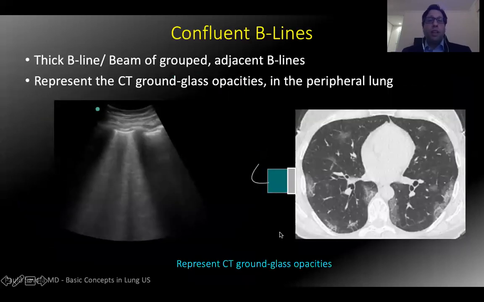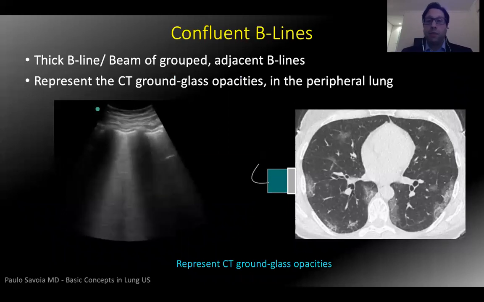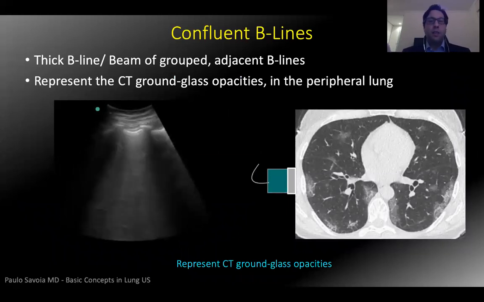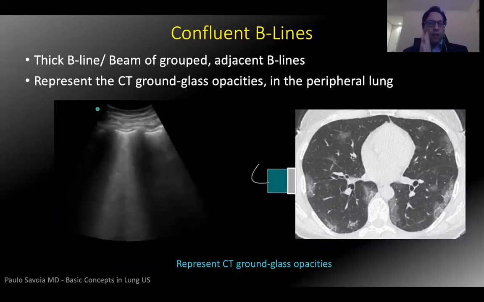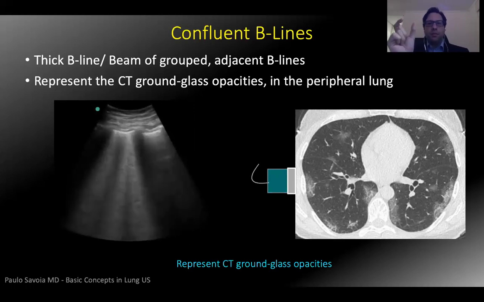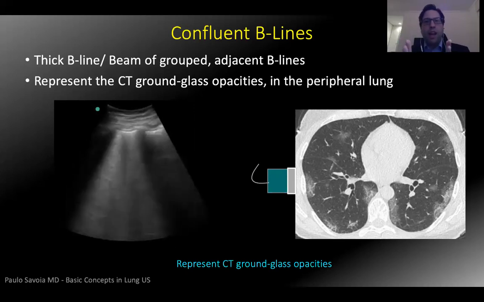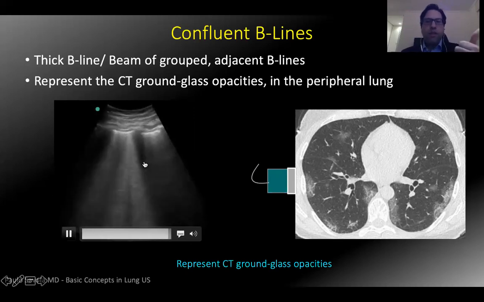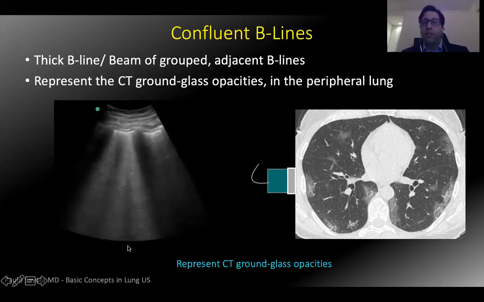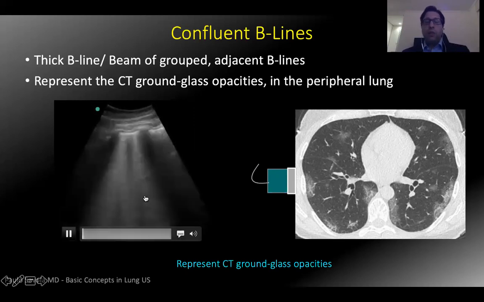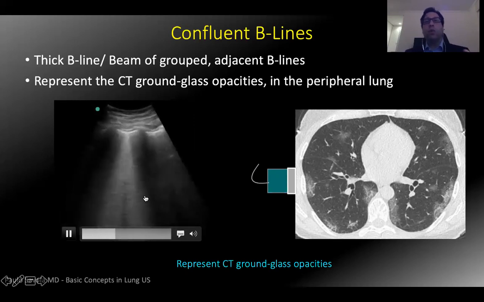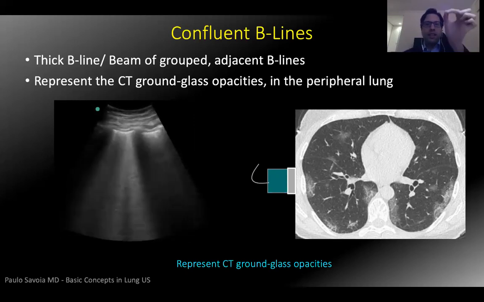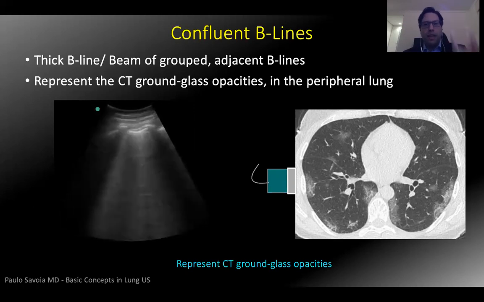But you also can have the confluent B lines, okay? Confluent B lines have the same characteristics of the B lines, but they are thick, okay? It's a beam of B lines altogether, okay? So they will be well-defined, they will extend indefinitely to the inferior border of the image. It will erase the A lines, but will not be only a thin line. It will be a thick line, okay, a beam, okay?